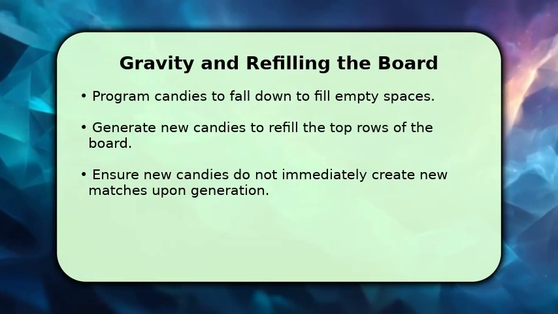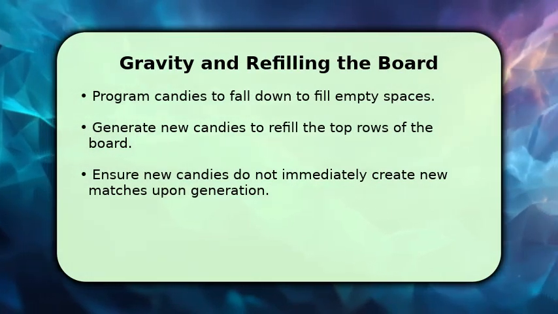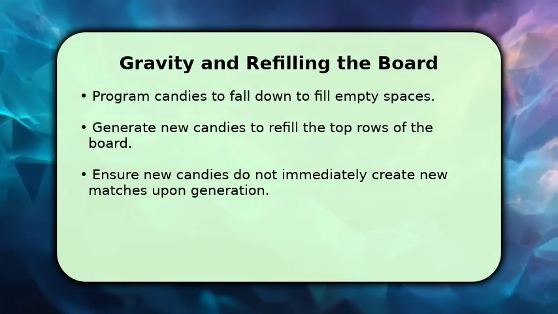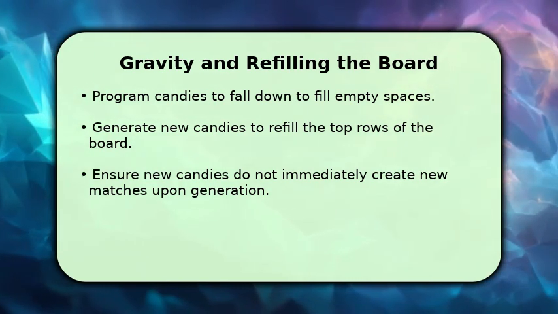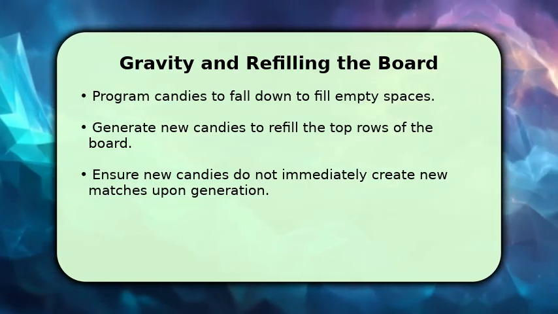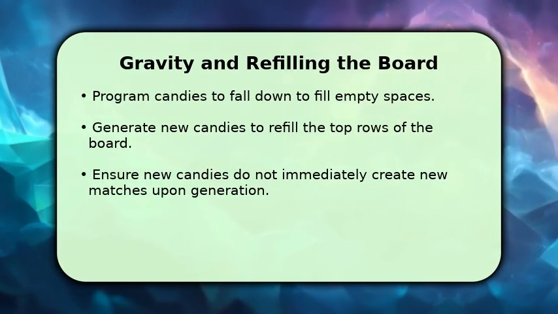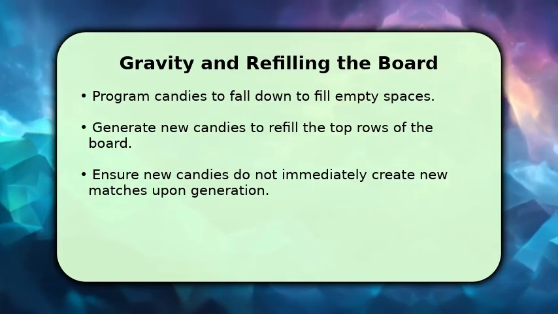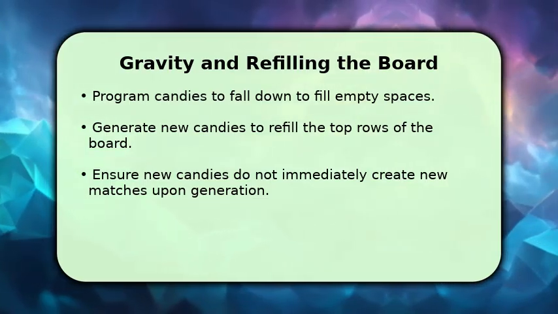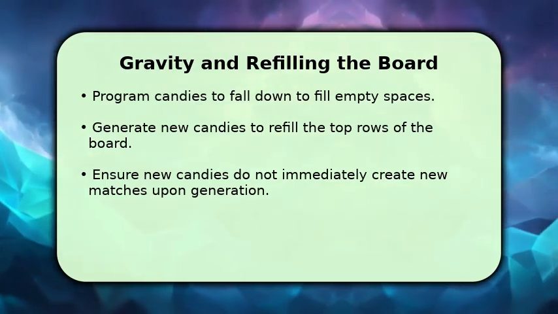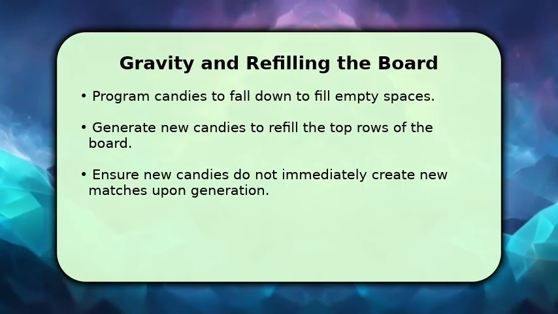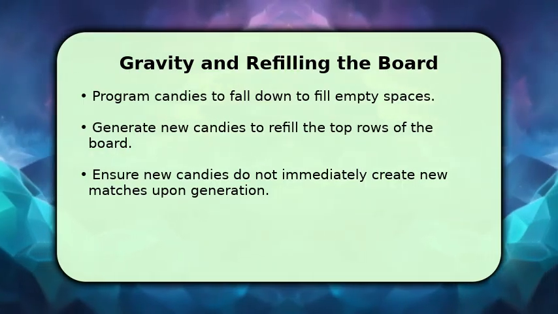After candies are removed, gravity takes over. Program your remaining candies to fall downwards, filling any empty spaces below them. Simultaneously, you'll need to generate new candies to refill the top rows of your game board. It's important to ensure these newly generated candies don't immediately form new matches, preventing an endless chain reaction. This keeps the game challenging and fair.